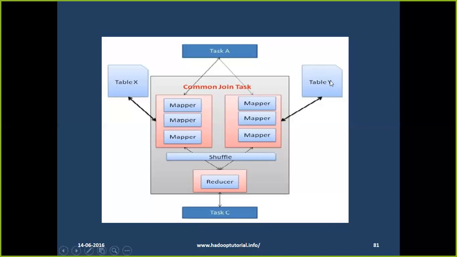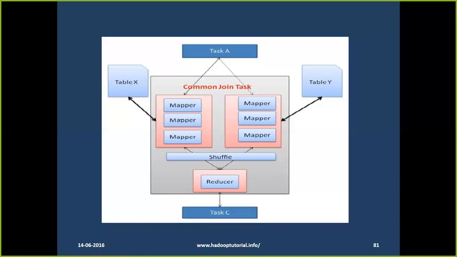If this entire file is not available, then it can't check whether its corresponding record is present in this or not. Right? For that reason, this file should be small enough to fit into distributed cache. That means if you have one small table and one bigger table, then you can always go for a map side join.